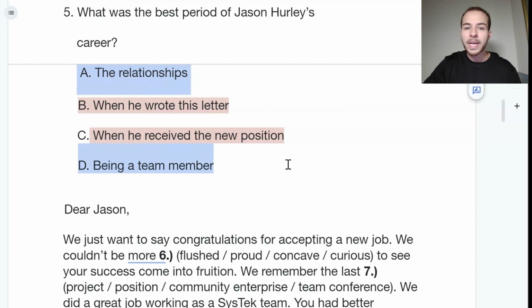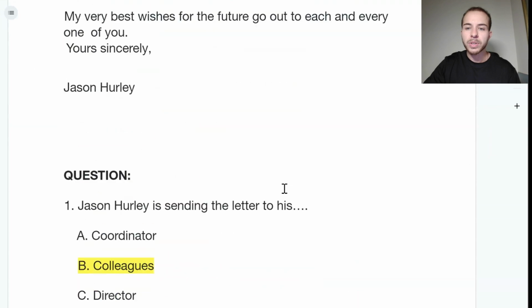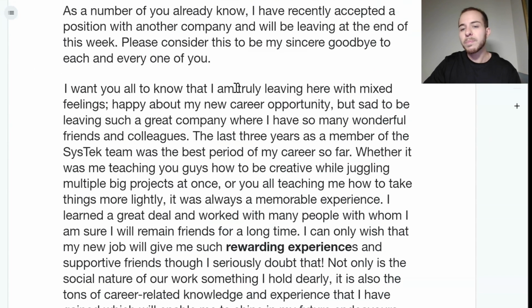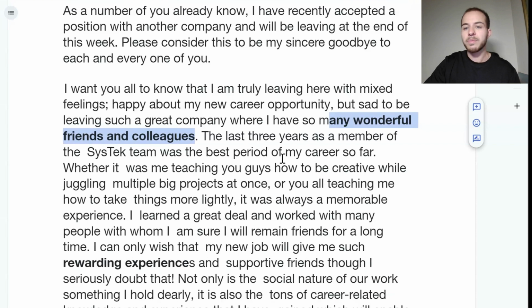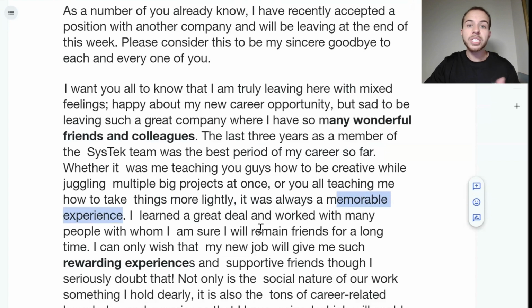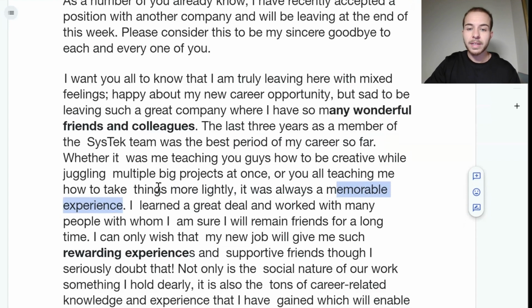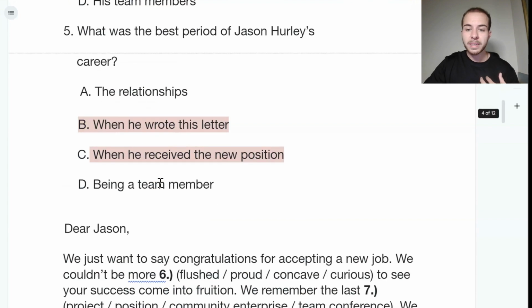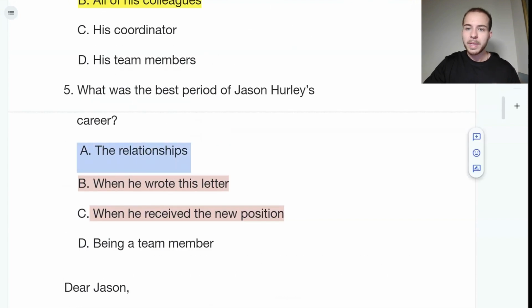Now, the second paragraph is quite emotional. I'm leaving here with mixed feelings. I had so many wonderful friends. Those are relationships. Best period of my career so far. Memorable experiences. So we get the impression that his best experience was the relationships he had with colleagues. I taught you, you taught me. Being a team member is okay, but it's the relationships that made it the best.